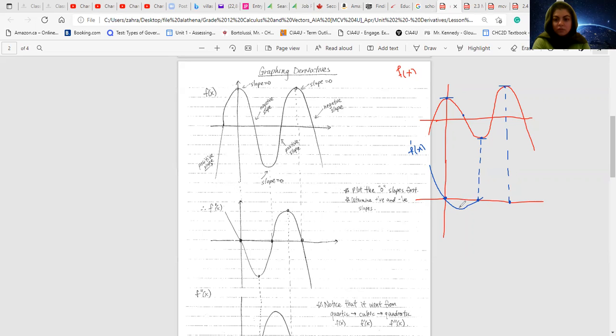But how do I know where to put my minimums? You put your minimums at the place where your concavity is changing. Again, here concavity is changing approximately here. So at this point, you need to have a maximum or minimum.